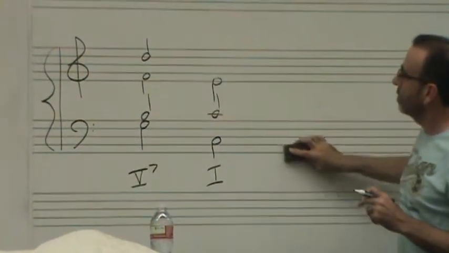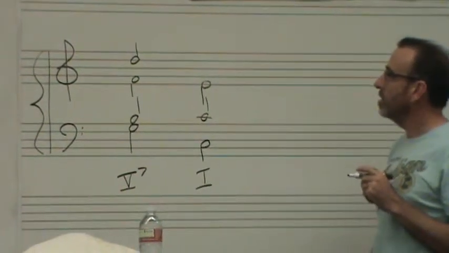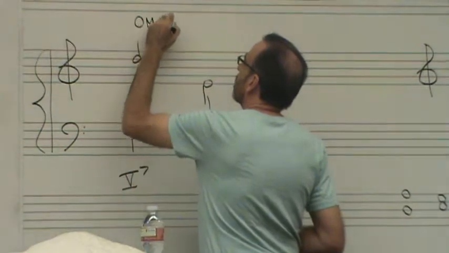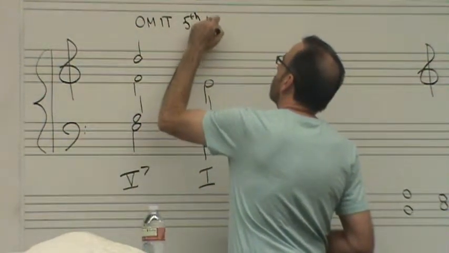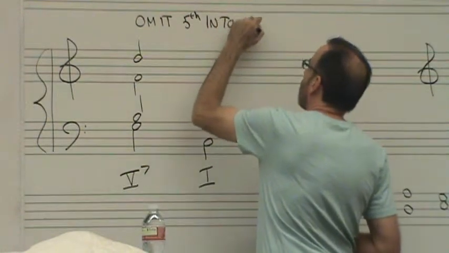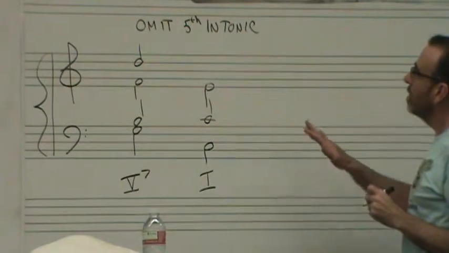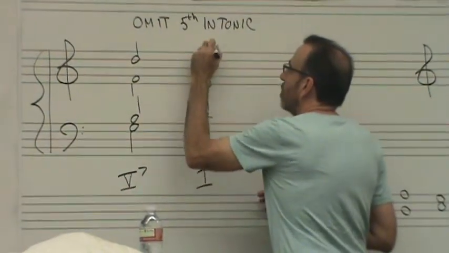Can we omit the fifth? Well, that's one of the strategies. We'll do omit the fifth first. Omit the fifth in the tonic. In the one chord, because there's another option for the dominant chord as well. If we omit the fifth in the tonic, then what we're going to do is triple the root.